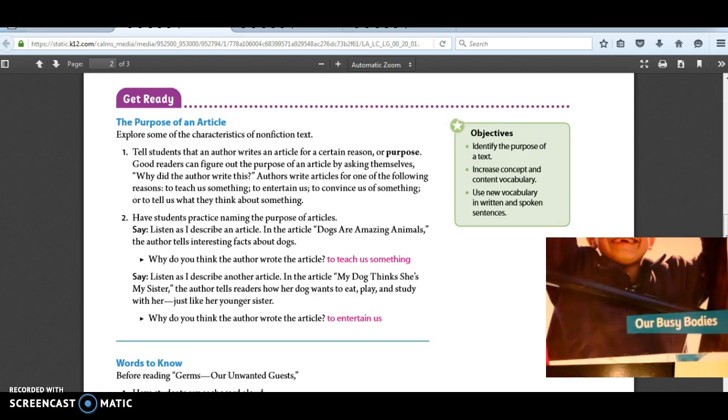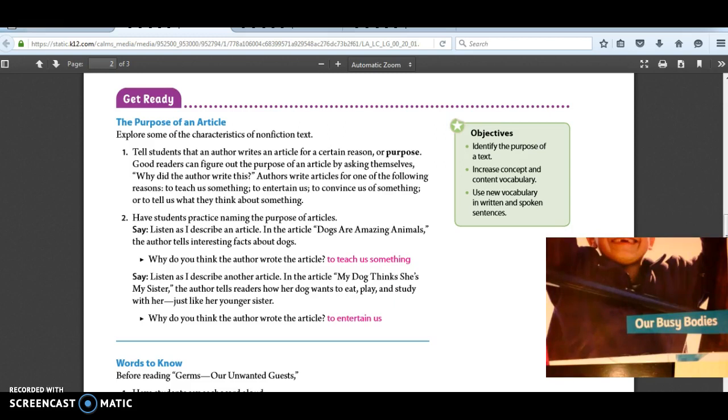With your student, you can practice naming the purpose of articles by using the following examples. Listen as I describe an article. This is what you can say to your student. In the article, Dogs Are Amazing Animals, the author tells interesting facts about dogs. Ask your student, why do you think the author wrote this article? And you can give them a choice. Did he write it to teach us something or to make us laugh? We're hoping that your student will come up with the answer to teach us something.